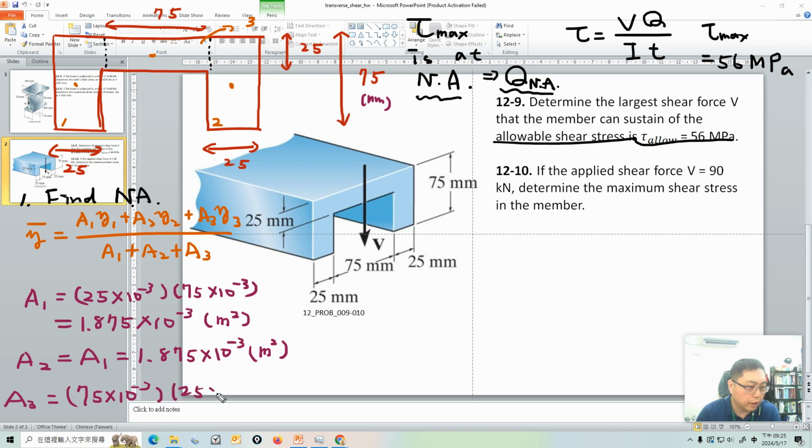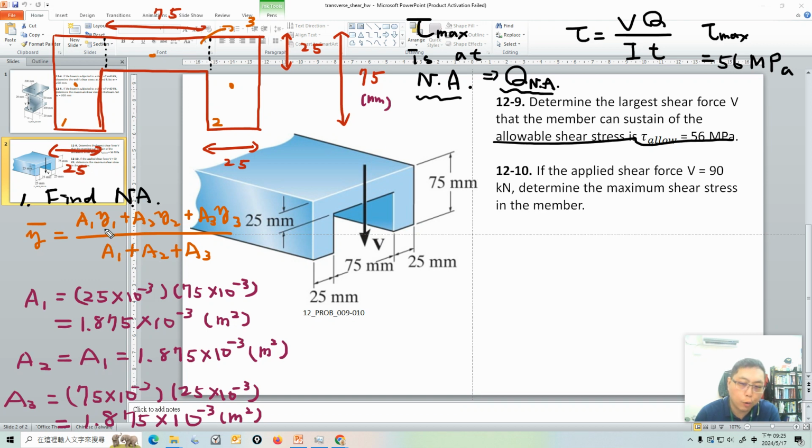75, 25. So you will find the same. So it's the same, equal to 1.875 times 10 to the power minus 3 millimeter. Okay, and next thing, what's our y1, y2, and y3?